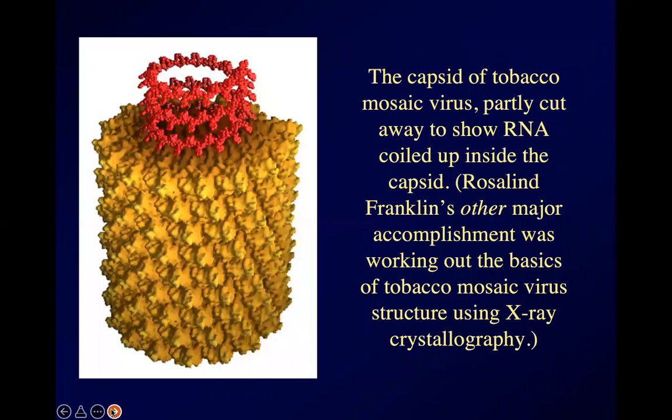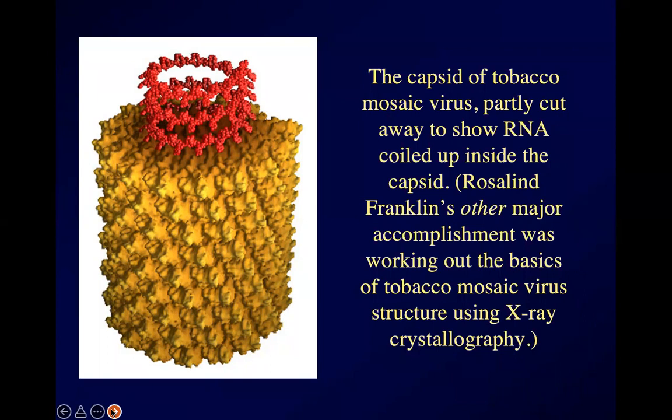There's the capsid of tobacco mosaic virus. The proteins are shown in yellow, and they pack together tightly to make that long cylinder that you saw earlier. And the RNA, which is shown in red, is coiled up inside the capsid.